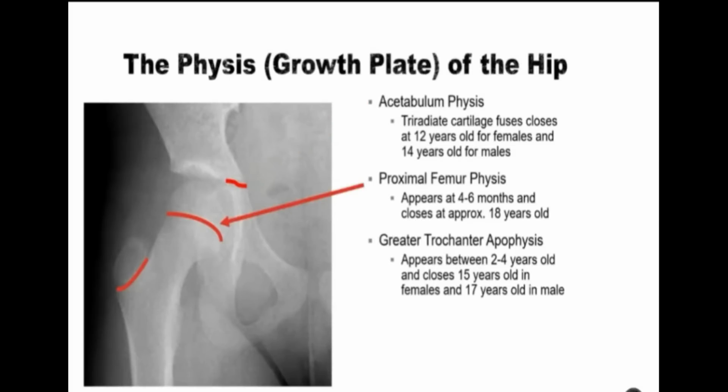The proximal femoral physis, outlined there in red, is another growth plate. It usually appears on x-ray at a very young age, about half a year old, and then it can close in late adolescence. And then you have your greater trochanter apophysis. An apophysis is something a little bit different. It is where a tendon attaches to a bone at what is really a secondary growth plate. It doesn't always contribute to longitudinal growth, but it does contribute to growth. The most common one is where your patellar tendon attaches, the tibial tubercle, and that's an apophysis.